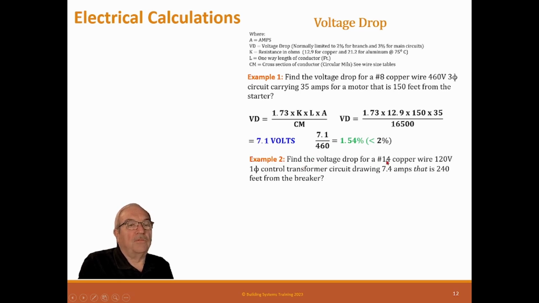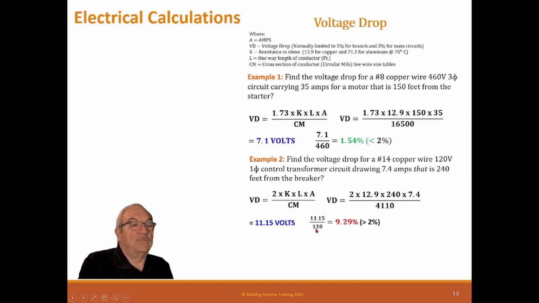Find the voltage drop for a number 14 copper wire, 120 volt single phase control transformer circuit drawing 7.4 amps. That is 240 feet from the breaker. Okay, now that's way too far, but we're trying to make a point here on this example. So the voltage drop is 2 times K times L times A over CM, so it's 2 times 12.9, which is copper wire again, times 240 feet, times 7.4 amps divided by 4,110, which is the circular mils for number 14 wire. And you get 11.5 volts.